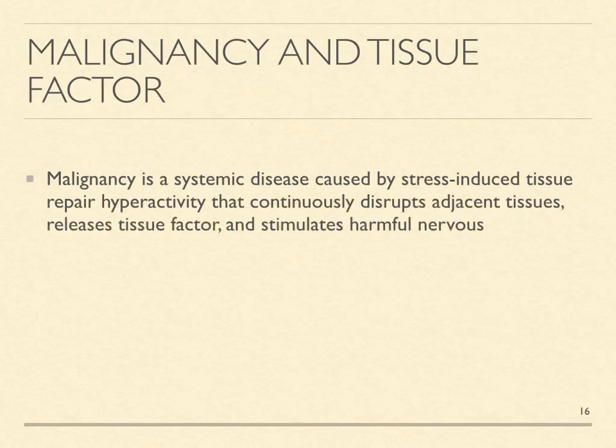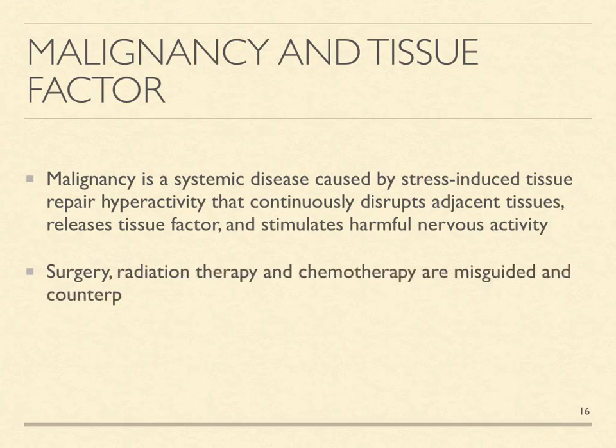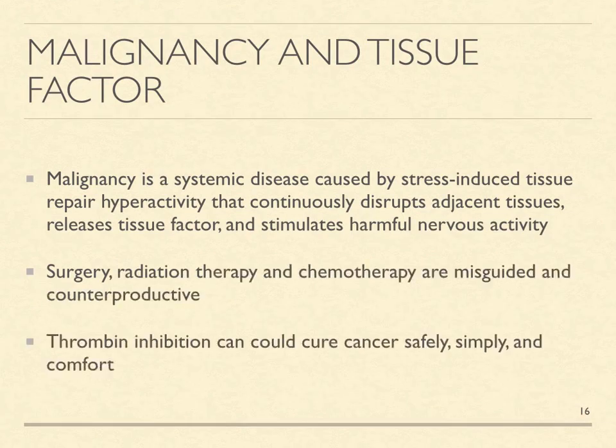Malignancy is confusing because it is a systemic disease with local manifestations. It will one day be regarded as the opposite of apoptosis. It is caused by chronic environmental stress that induces occult stress mechanism hyperactivity that persistently elevates systemic thrombin levels. This increases blood viscosity and coagulability and induces occult systemic inflammatory effects that promote cell proliferation that disrupts adjacent tissues, releases tissue factor, and stimulates nociception that further exaggerates thrombin generation. Such a vicious cycle becomes malignant when it becomes self-sustaining.